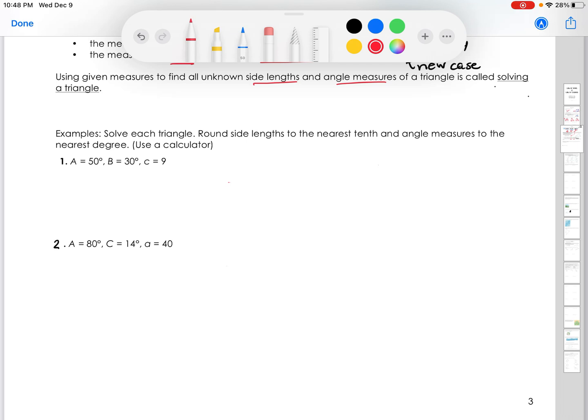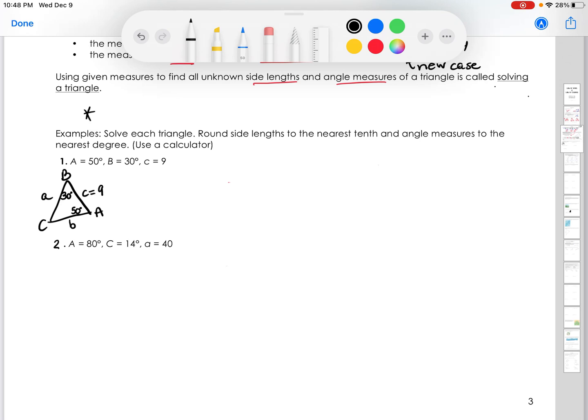For example 1, we want to solve the triangle. So let's just sketch a triangle real quick. So here's triangle ABC, and let's fill in what we do know, and it doesn't really matter where you label each of the variables as long as the capital letter is opposite the lowercase letter. All right, so we are given that angle A is 50 degrees. We are given that angle B is 30 degrees, and we also know c is 9. We want to find everything else.